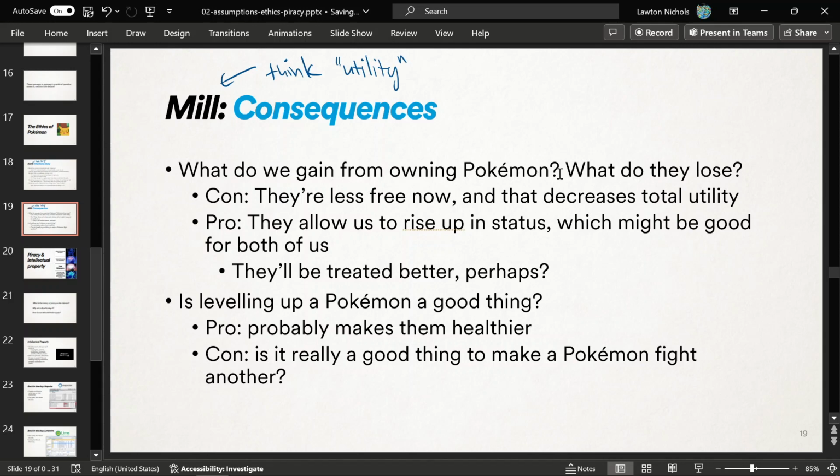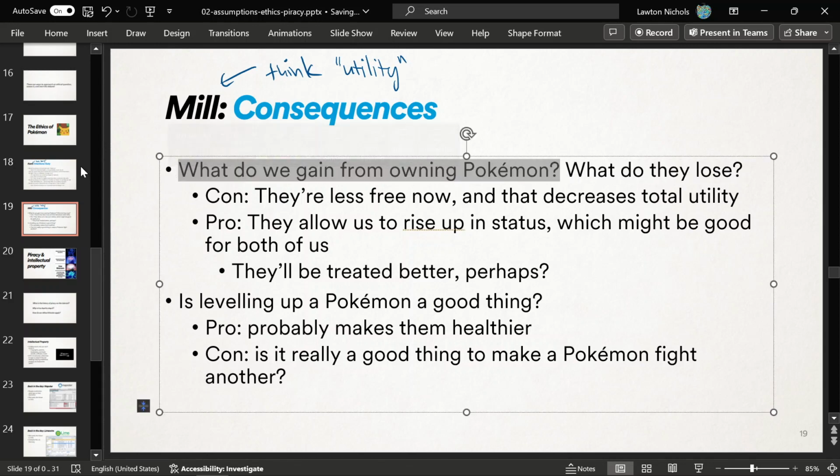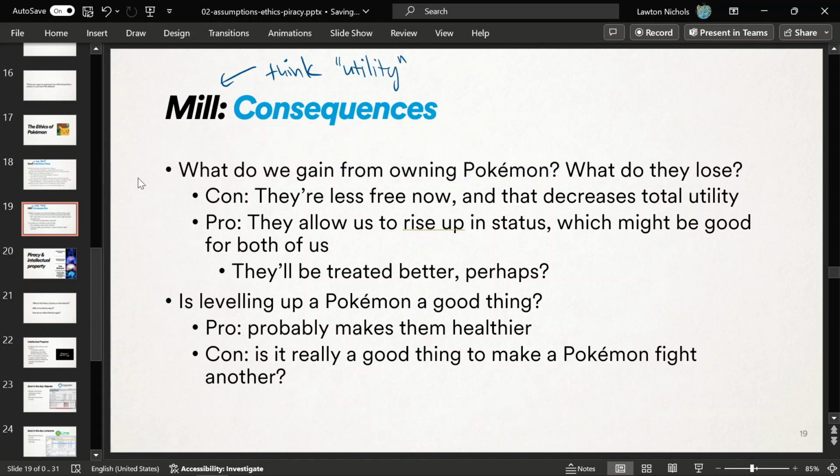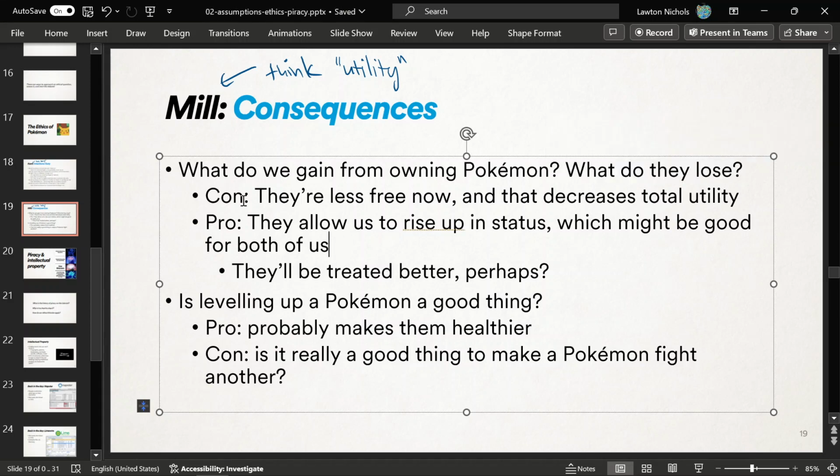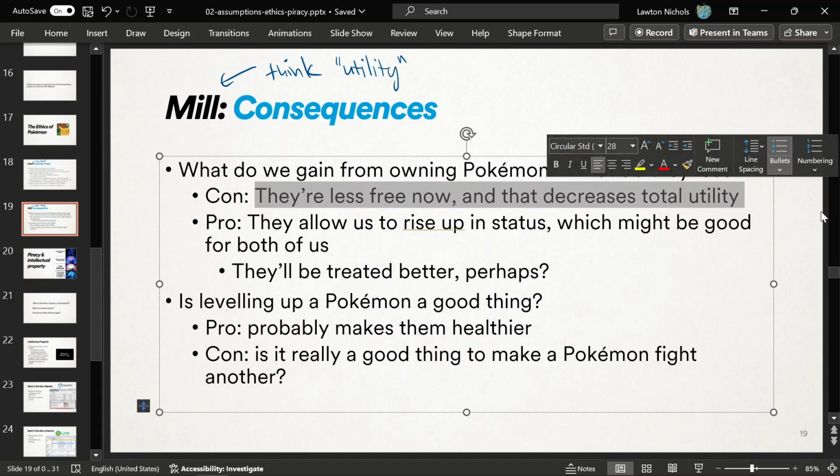He'd be like, all right, what do we gain by owning Pokemon and having them as our own? What do they lose? Because there's a scale there. Like, you got to weigh these ideas, all right? So it's really a pro and con list for a utilitarian, and that's how they figure out which side to go down. So like a con of owning Pokemon and catching them is like they are less free. That decreases the total utility of the universe. See that? You got to consider it all at once.